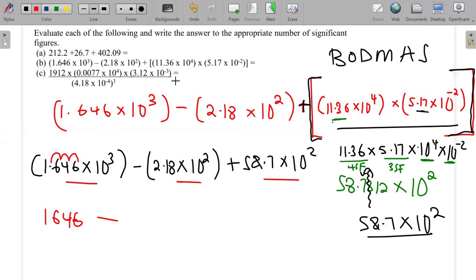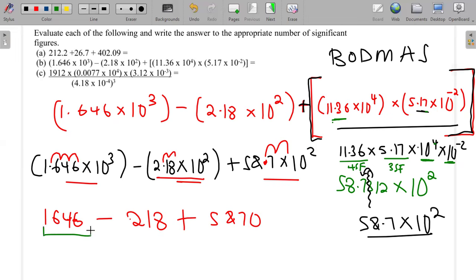And then I'll say minus. Here, what do I have now? Okay, so here I have 10 to the power 2. So I can move this decimal place 1, 2 times because it's power 2. Or I can just punch this directly into the calculator. So it's just going to give me 218. And then plus this one again, we do the same. So I move this point here 1, 2, because there's 10 to the power 2. Or punch this directly into the calculator. It's going to give you 5,870.